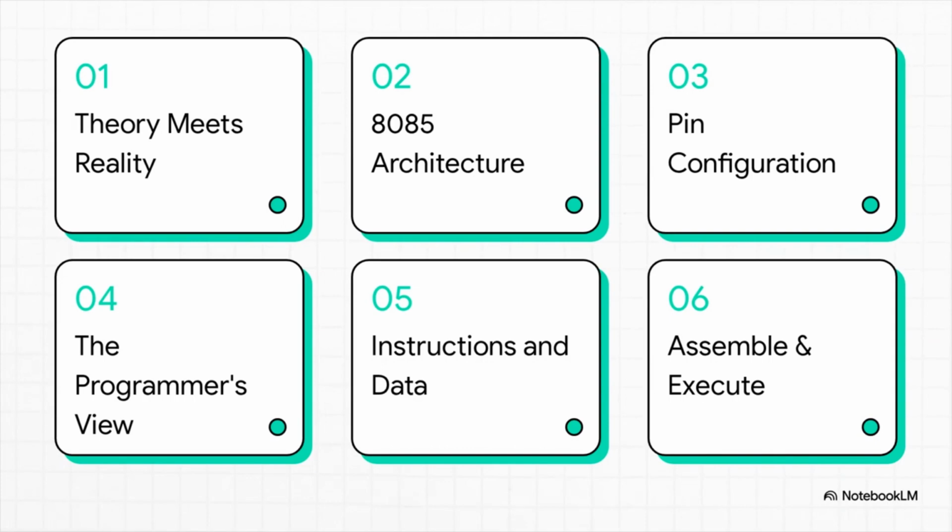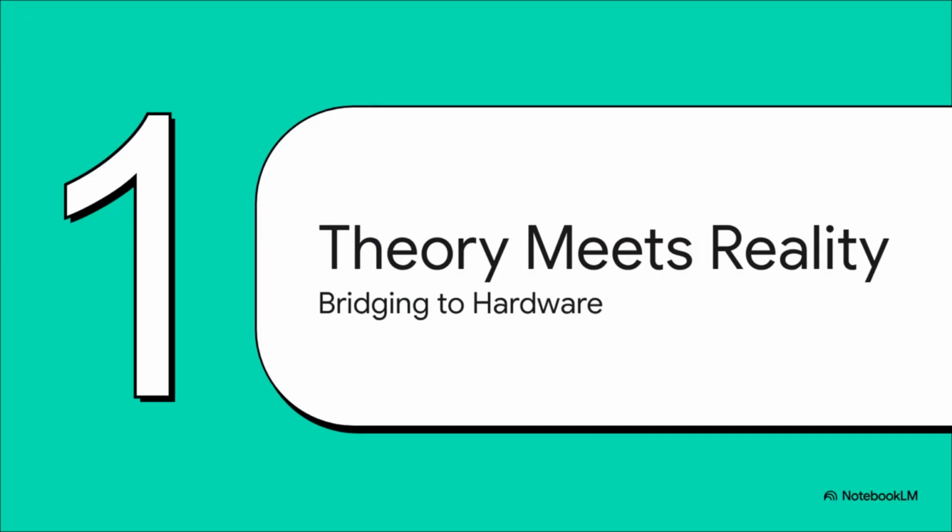Here's our roadmap for today's explainer. First, theory meets reality. Then, inside the 8085 architecture. Third, pin configuration. Fourth, the programmer's view. Fifth, instructions and data. And finally, write, assemble, execute. Let's get into it. Section 1.